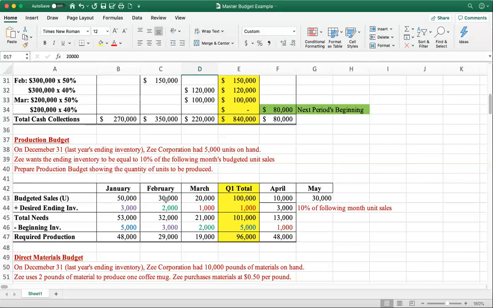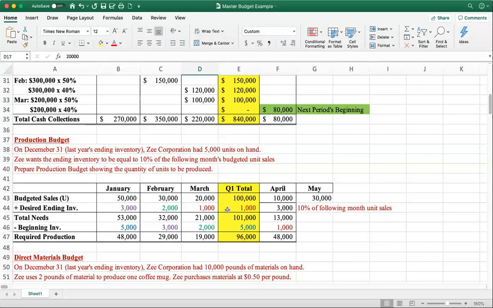So we have 50 plus 30 plus 20, 100,000 units. And then we have the desired ending inventory, 1,000. If you look at that, we have not totaled 3,000 plus 2,000 plus 1,000 here. We only used 1,000 from March because the quarter ends in March. So the March ending inventory is also the quarter's ending inventory. All right, you are not going to add them together, just the March ending inventory.